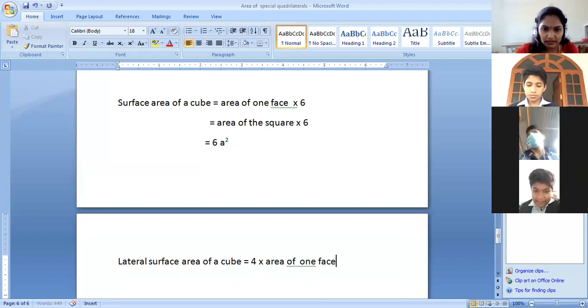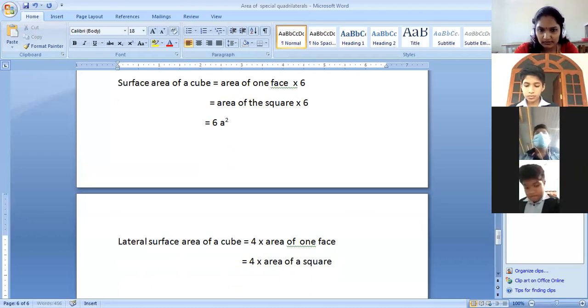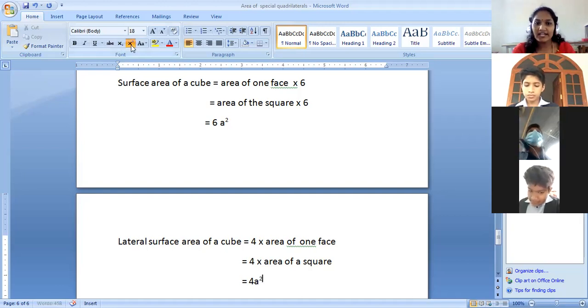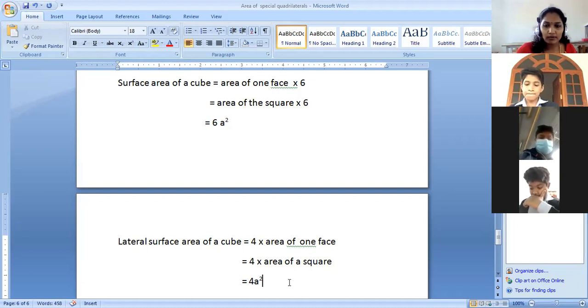Okay, that will be equal to 4 into the area of a square, that is equal to 4A square, where A is the side of a square. Clear? Okay.